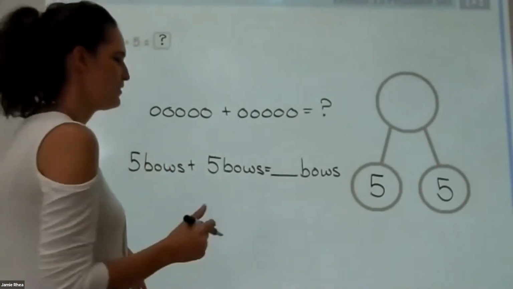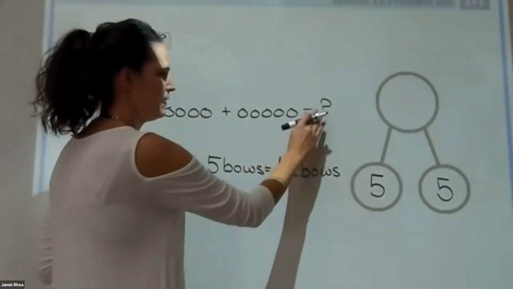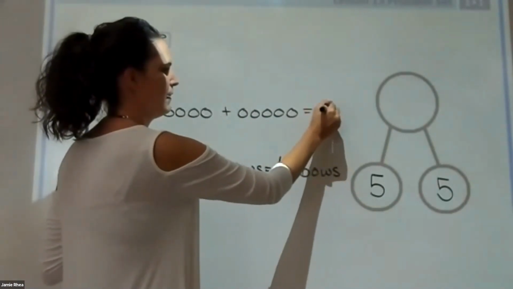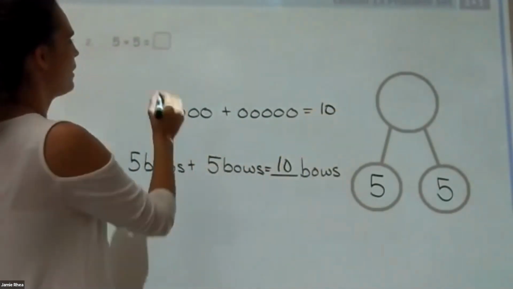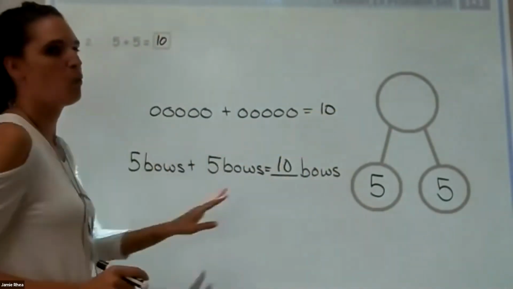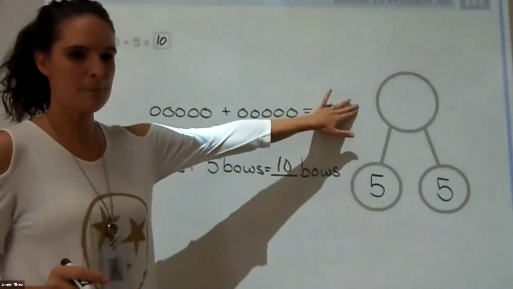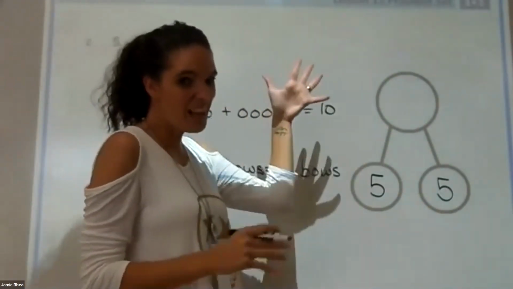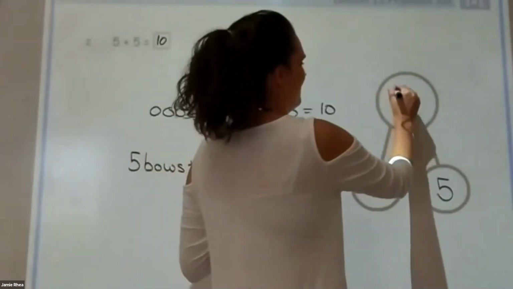I had 10. So I'm going to put 10 bows. I'm going to fill in my little box up here. So what was my total for my number bond? Not just 5, but 10.